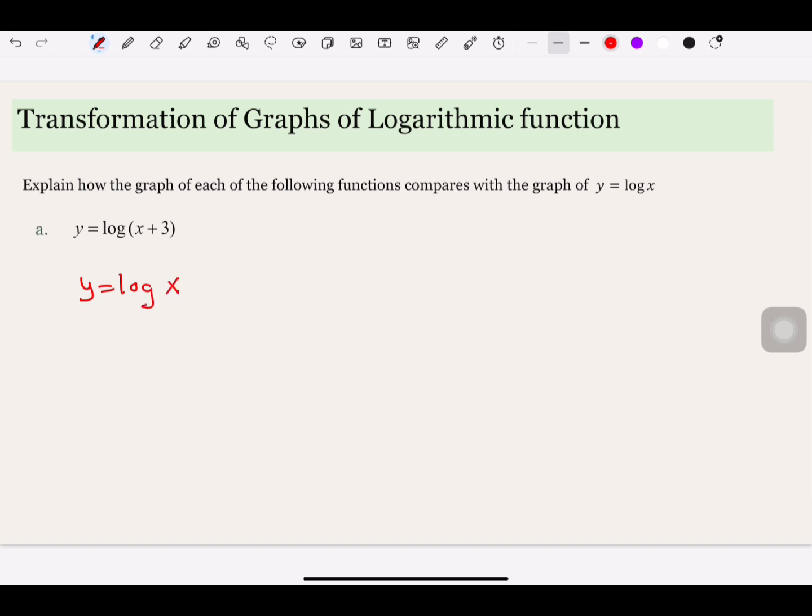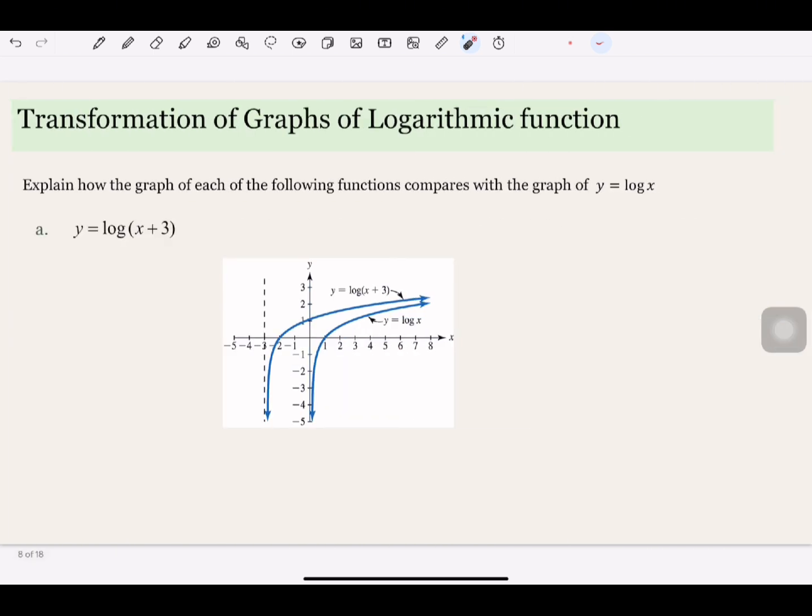Here plus 3 inside the parentheses causes the shift of the graph left by 3 units. Remember, inside changes like plus or minus next to x move the graph left or right, but in the opposite direction of what you might expect. So let's try to sketch this. I have already sketched the two functions. This is the parent function y equals log x.